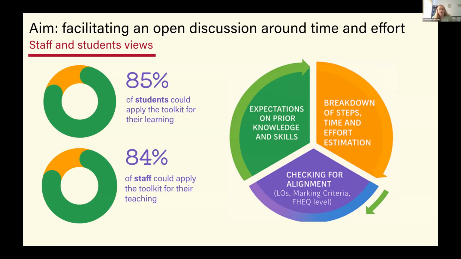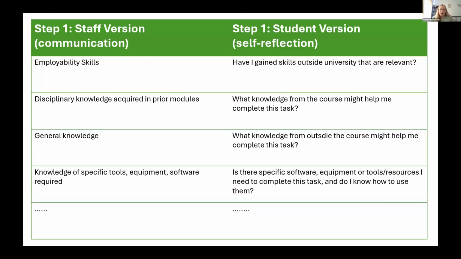The third step is to think about the alignment of the assessment task. For staff, that's thinking about things like constructive alignment, etc. And for students, it's thinking about how they can maximise success on the task. So what I'm going to do now is show you some snapshots from the worksheet templates for each step of that process. So this is step 1.